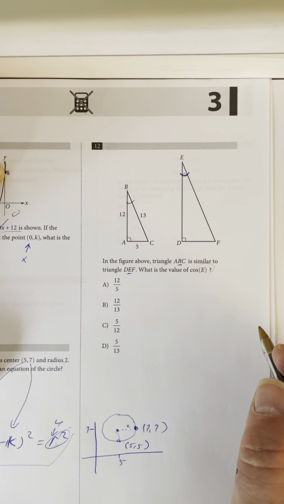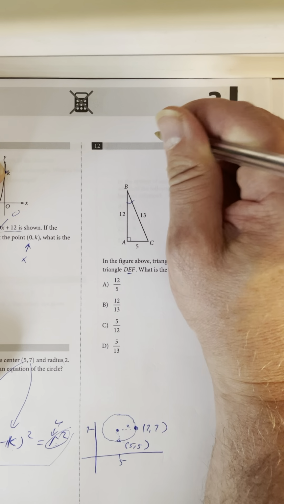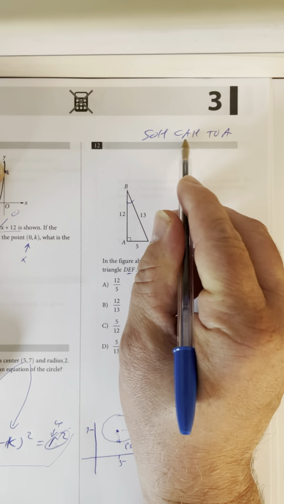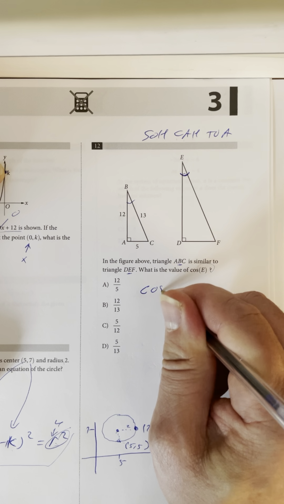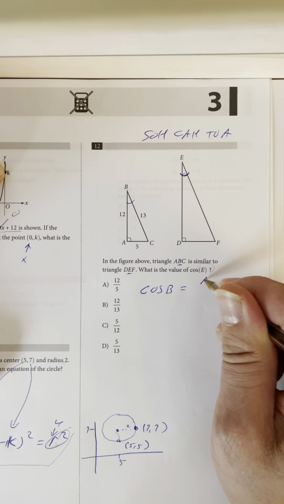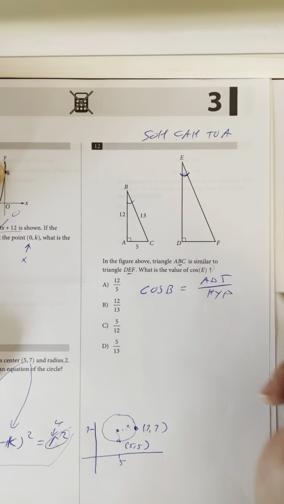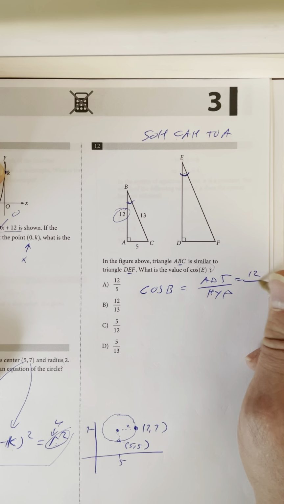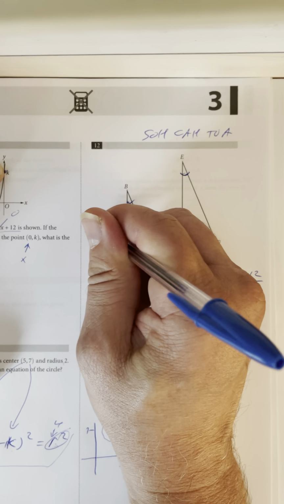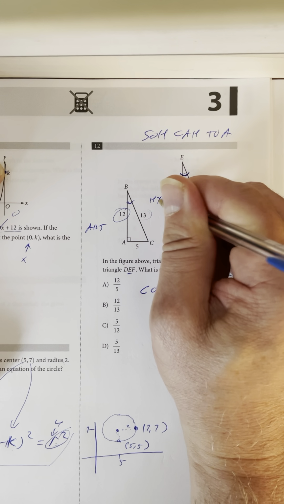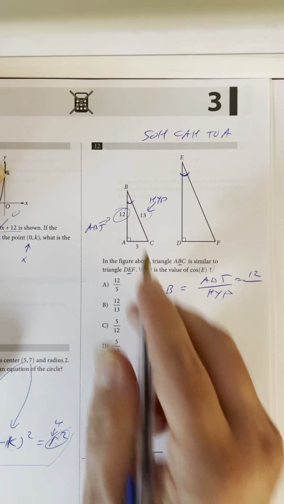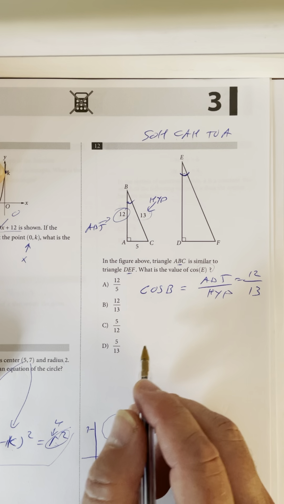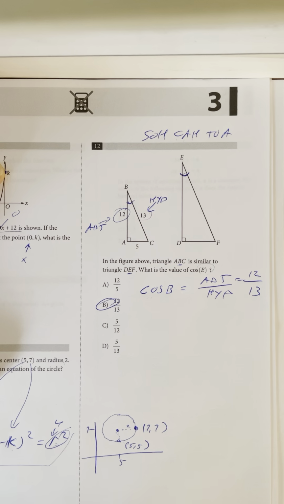All right, so how do you find, what's cosine? You probably remember if you were taught this, TOA. Cosine is adjacent over hypotenuse. So cosine of B is adjacent over hypotenuse. Okay, here's angle B. The adjacent side is 12. The hypotenuse is 13. All right, so cosine of B, which is also the cosine of E, is 12 over 13. Correct answer is B.